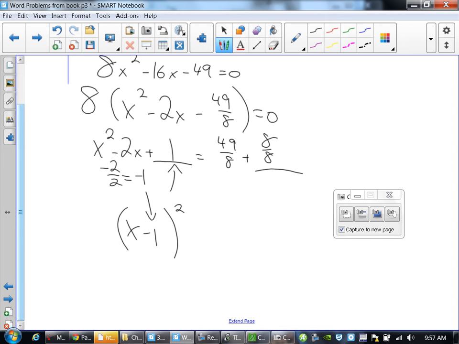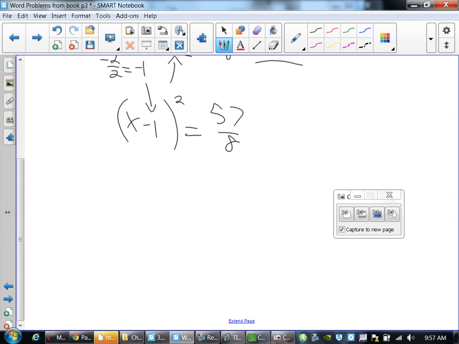So what's 8 and 49? Put your feet down. And now I take my square roots. When I take my square roots here, I get x minus 1 is plus or minus the square root of 57 over, well, what's the square root of 8? Very good. 2 root 2.